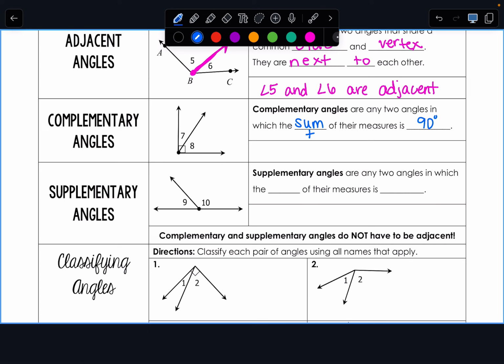In this picture, these angles are complementary because when we add angles 7 and 8 together, they would add to be 90 degrees. So there's a couple different ways we could see that in a picture. We could see it like that, where they have the box and we know that they add to be 90 degrees. Or we might have a 30-degree angle here and a 60-degree angle here, and I know that they're complementary because they add to 90.